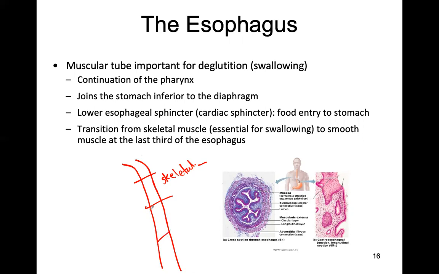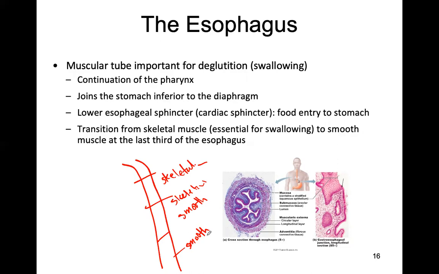Somewhere in the middle, halfway through, is a combination of both skeletal and smooth muscle. So this is where you're basically transitioning. The last third is only smooth muscle. So the part closest to the stomach is only smooth muscle, which means you have no control over your swallowing process.